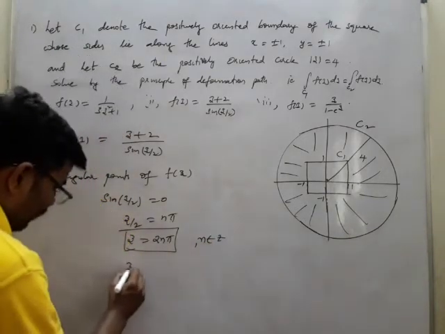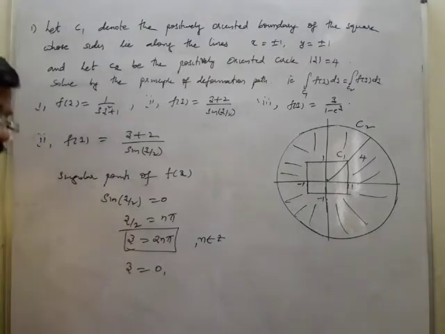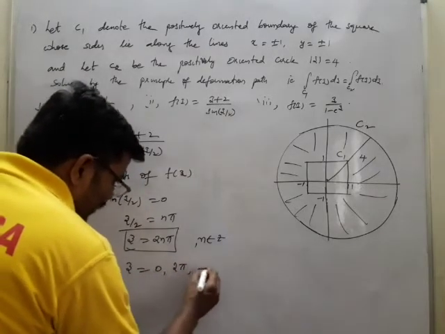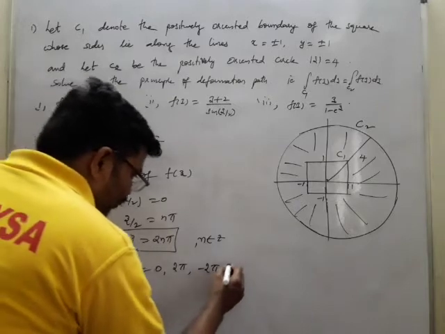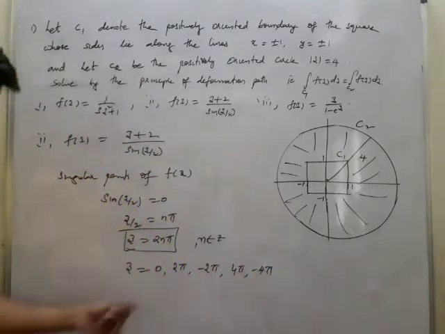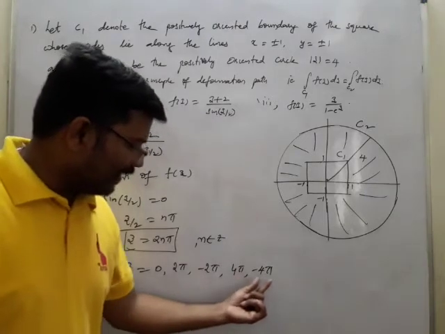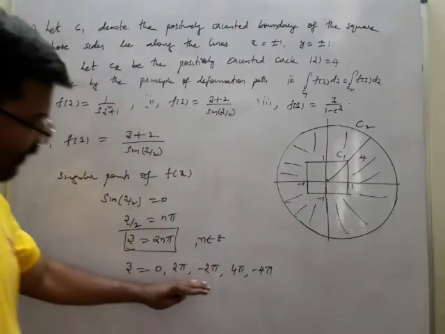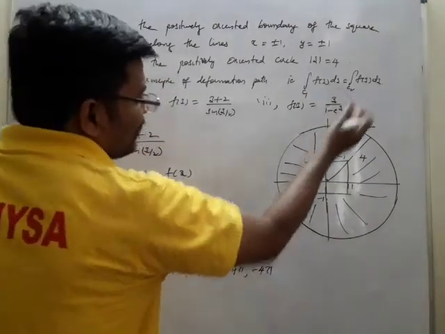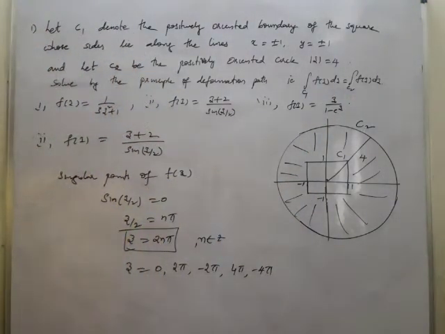So therefore z is equal to what values? One value is 0, for n equal to 0. Then n equal to 1 gives 2 pi, n equal to minus 1 gives minus 2 pi, and n equal to 2 gives 4 pi and minus 4 pi. Now you should understand that 2 pi, minus 2 pi, 4 pi and minus 4 pi all lie beyond the circle C1. So none of these points lie inside.